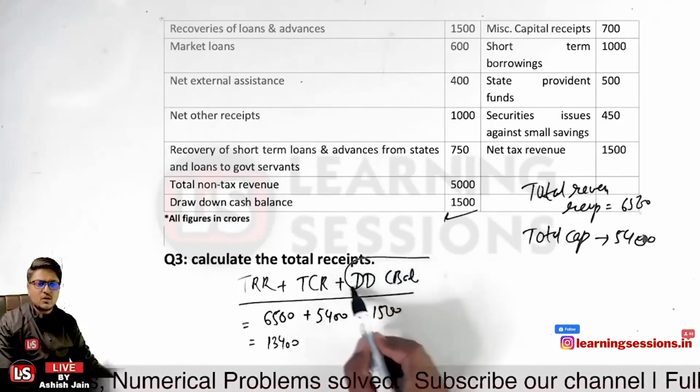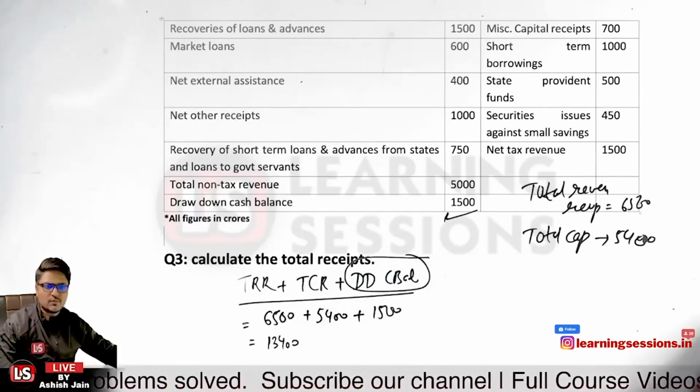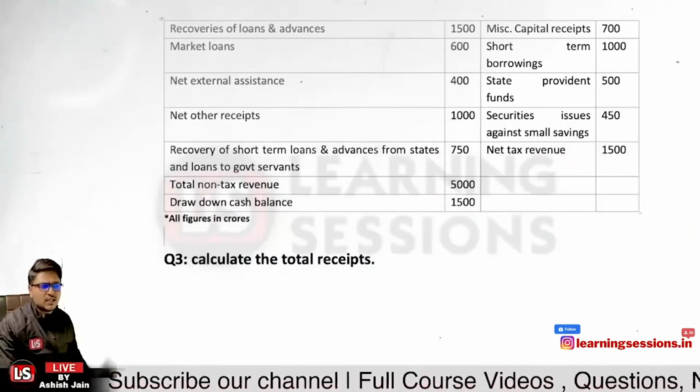So you need to remember that the drawdown cash balance is also to be added to the total revenue receipt and the cash receipts over there. So that is all related to this particular case study.